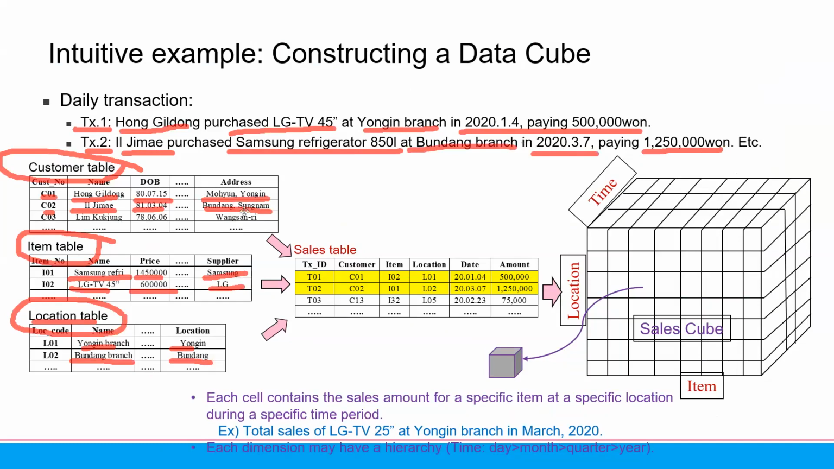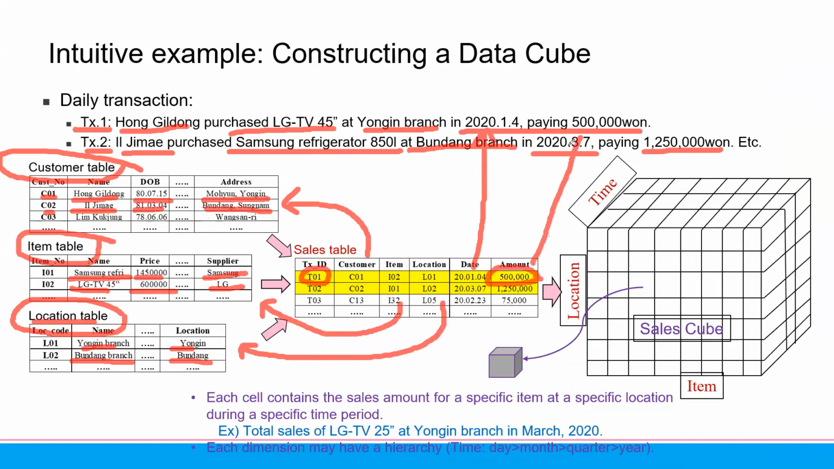The sales table will include the transaction ID, the customer name, the item name, the location name, the date, and the amount. So we have this sales table, and we can create a cube from it based on the attributes.